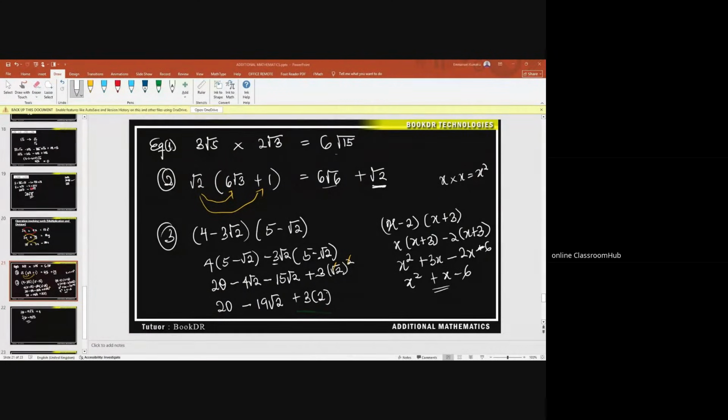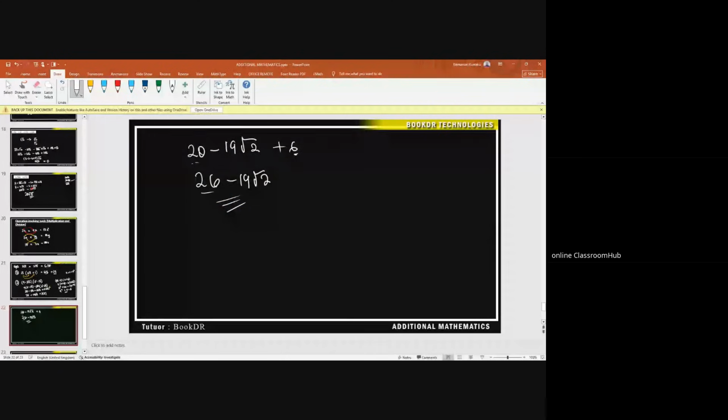So on the next page, what we did was to multiply the 2 with the 3, and we had 6. And 6 is a like term to the 20, so they can be added. So we added the 6 to the 20, and that gave us the 26. But the minus 19 root 2 is not a like term, so we cannot continue from this further. So this is how far we can simplify.